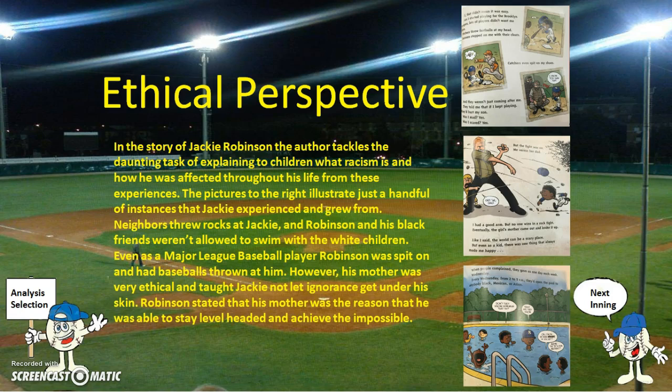Neighbors threw rocks at Jackie, and Robinson and his friends. They weren't allowed to swim with white children in the community pool. Even as a Major League Baseball player, Robinson was spit on and had baseballs thrown at him. However, his mother was very ethical and taught Jackie not to let ignorance get under his skin. Robinson stated that his mother was the reason that he was able to stay level-headed and achieve the impossible.